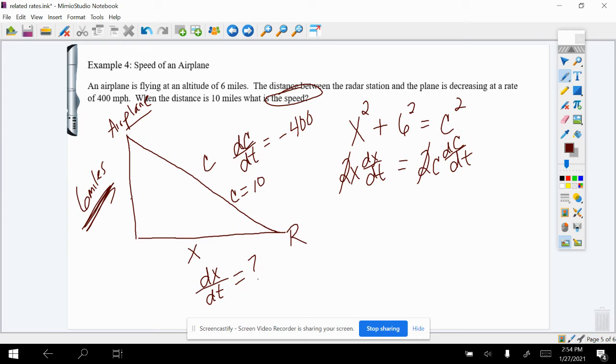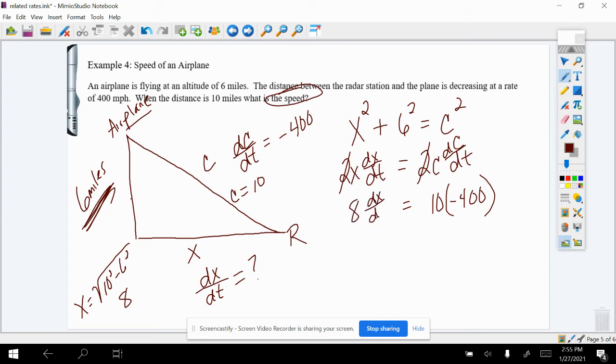So let's plug in what we know. We know my c value is 10. We also know dc/dt is negative 400. My x value is going to come from the Pythagorean theorem. So if I know that my c is 10 and my other leg is 6, then my x is going to be the square root of 10 squared minus 6 squared, which ends up being the square root of 64, which ends up being 8. So I get an 8.